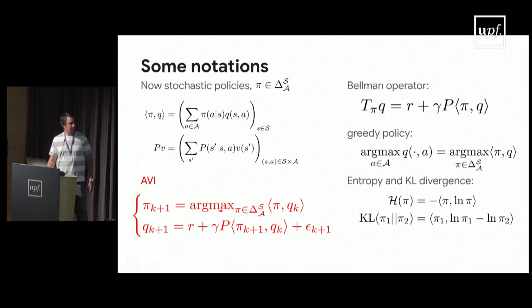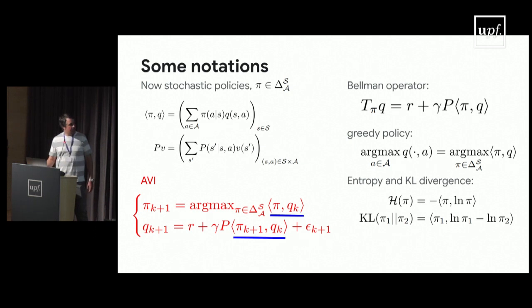And with this notation, you can write the approximate value iteration scheme as: you look for the policy pi k plus 1 as the maximizer of pi dot qk, and you compute the next Q function as the reward plus gamma times the transition kernel applied to pi k plus 1 dot qk, plus some error that you will make because you use a neural network or whatever.